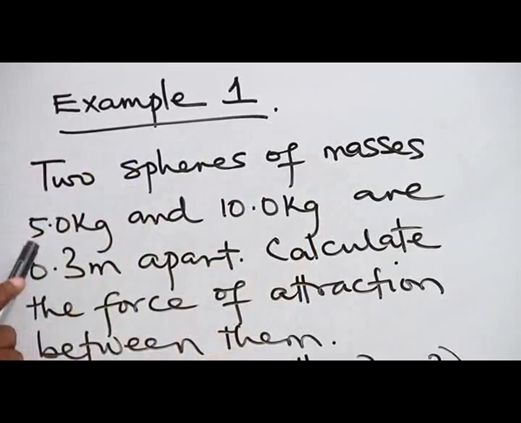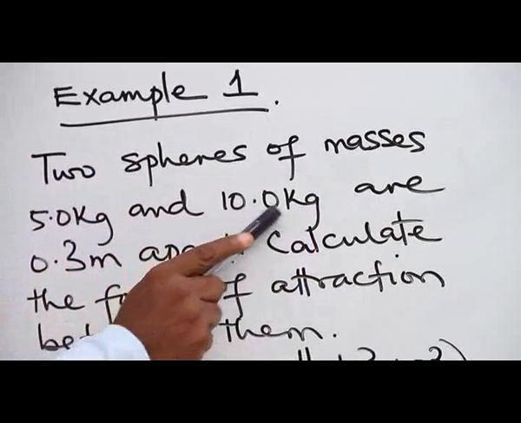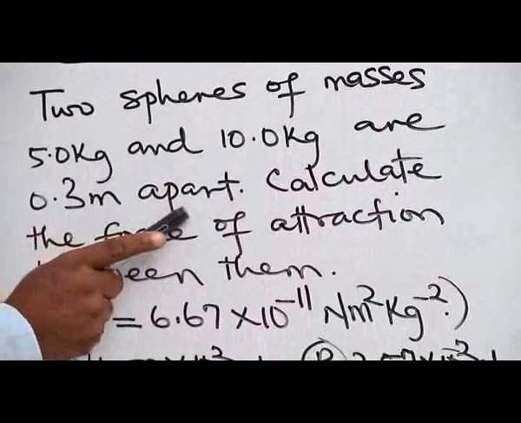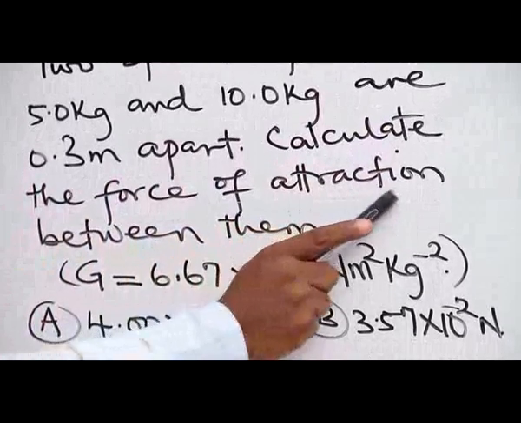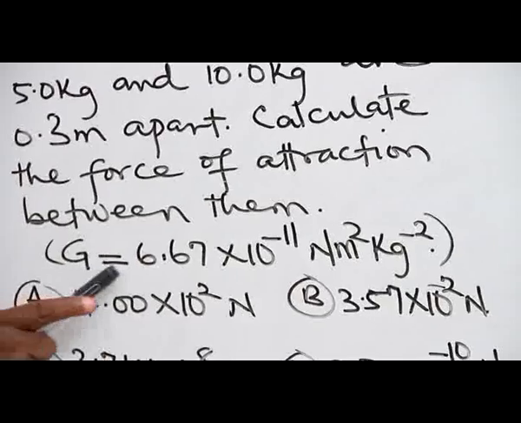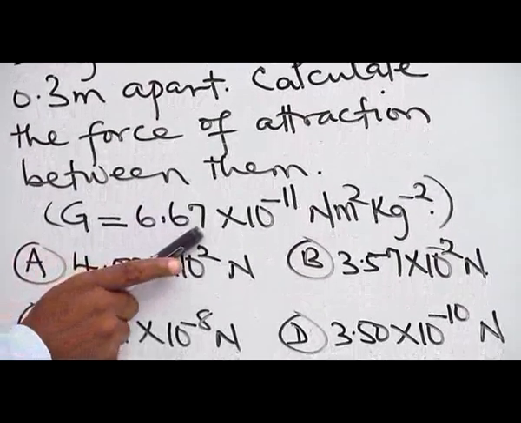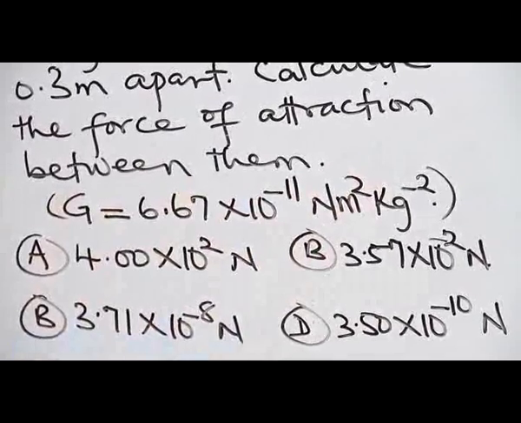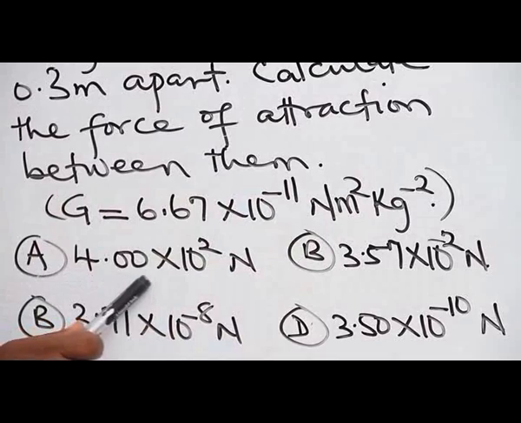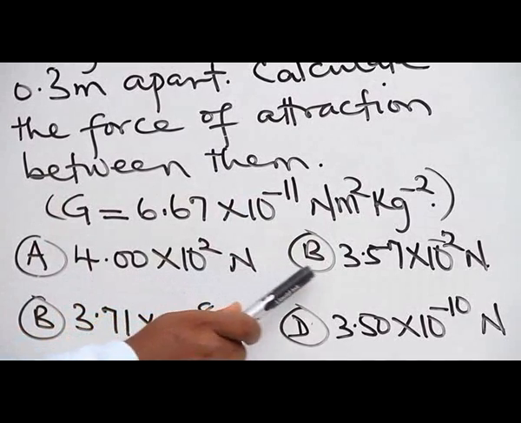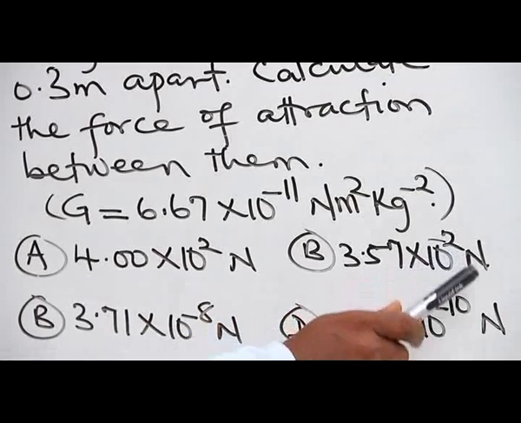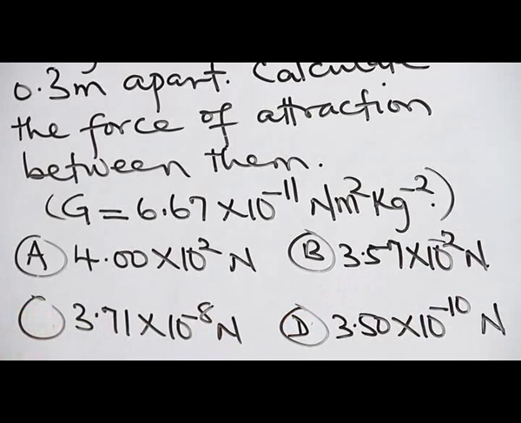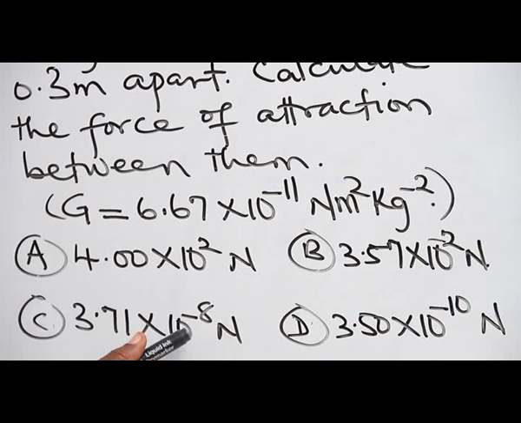Example 1. Two spheres of masses 5.0 kilogram and 10.0 kilogram are 0.3 meters apart. Calculate the force of attraction between them. Gravitational constant is equal to 6.67 times 10 raised to power minus 11 newton meter square per kilogram square. The options are A, 4.00 times 10 raised to power 2 newton; B, 3.57 times 10 raised to power minus 2 newton; C, 3.71 times 10 raised to power minus 8 newton; and option D, 3.50 times 10 raised to power minus 10 newton.